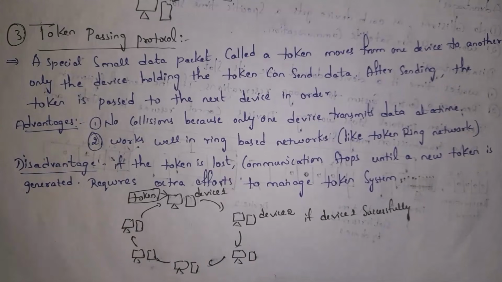These are the advantages. As only one device can send data by using the token, collisions will not occur. Thus, the token passing protocol is suitable for computers which are connected in a circular manner. But if any device loses the token, communication stops until a new token is generated. So devices need to wait a long time in order to get a new token.